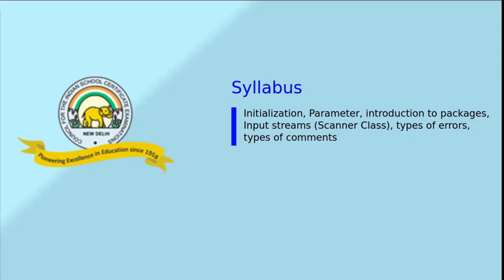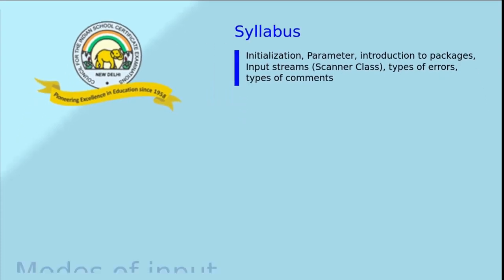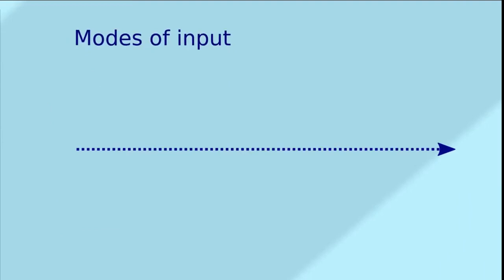Now, the term input in programming refers to the act of putting data into a computer. The input may take place at different stages in the life cycle of a program. Let us have a look at those stages.